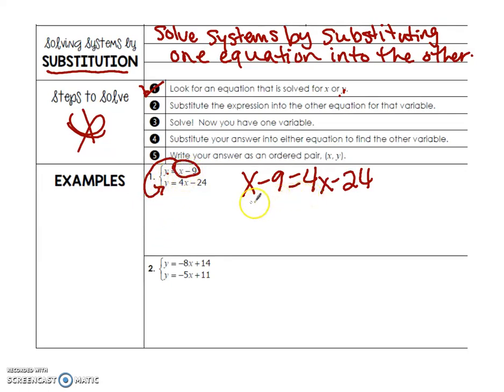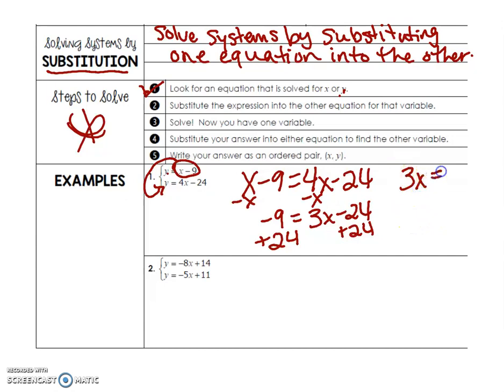Okay, and then we solve for x. So we're going to subtract x. We get negative 9 equals 3x minus 24. Add 24, which gives us 3x equals 15. And then divide by 3. So x equals 5.